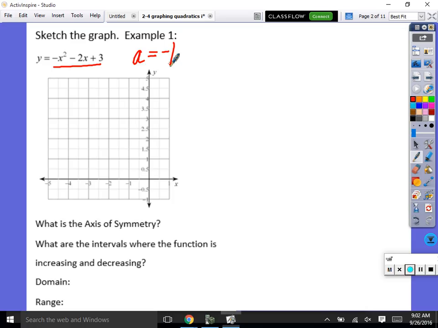Wait, can you explain that? Does everybody see why A is negative 1? My B value is negative 2, correct? And my C value is 3. I like to list those out for myself.